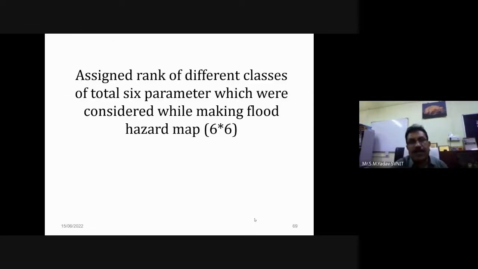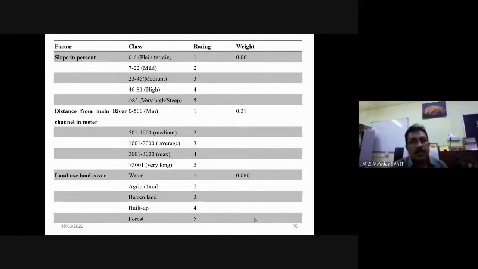Assign rank of different classes of total 6 parameters which were considered while making the flood hazard map. The spatial map which we have developed, slope in percentage, this classification is again rated. Suppose the plain terrain, the rating of that is 1, while the steep slope, the rating of which will be 5. And the weight derived using the AHP method is 0.06 for slope. How is this weight derived?